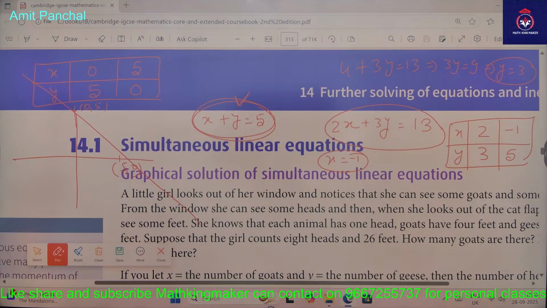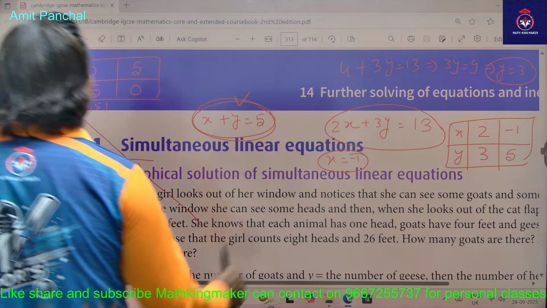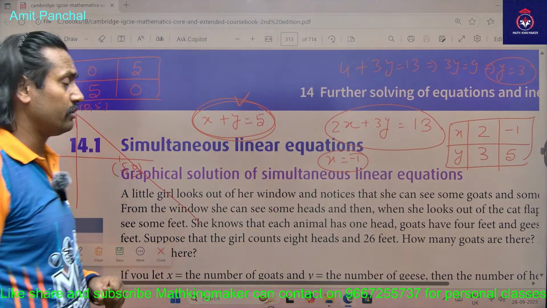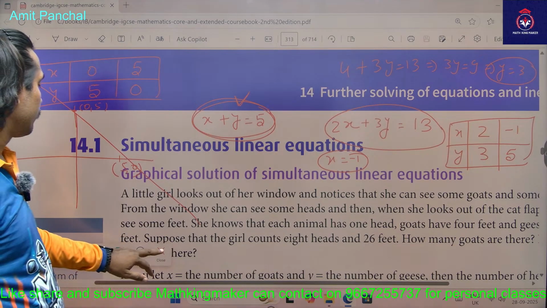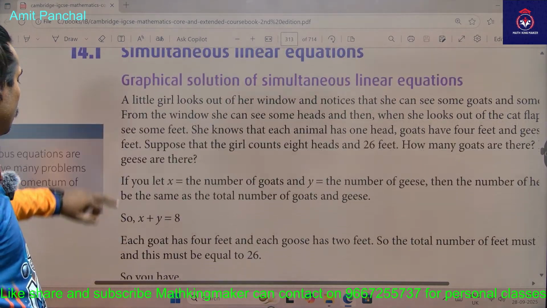Any doubt till now? No. Okay, that's nice. So this is the method of how to solve simultaneous equations with graphs. Okay.